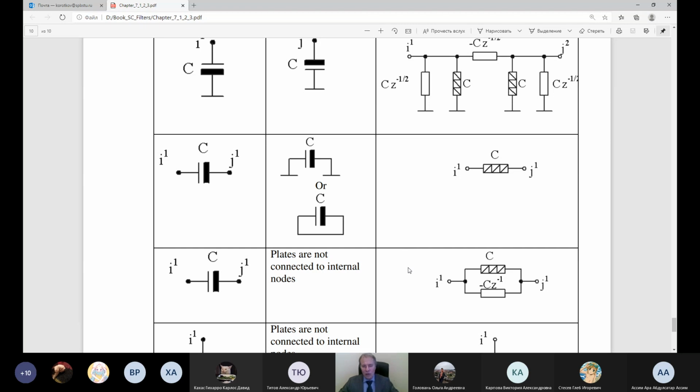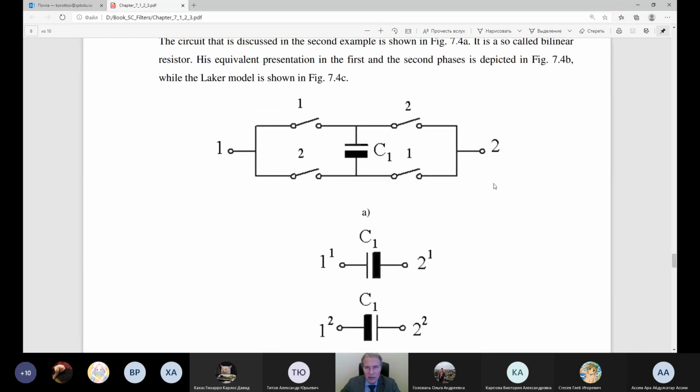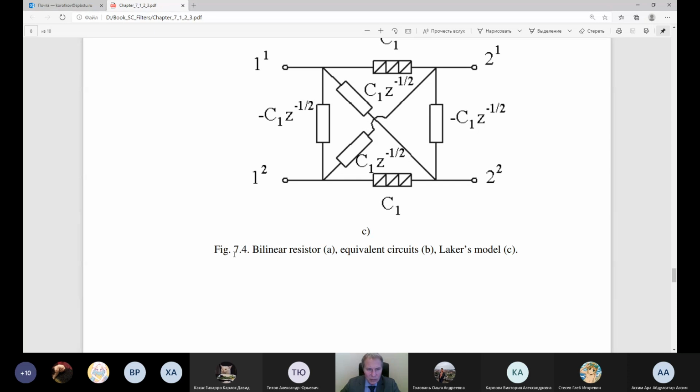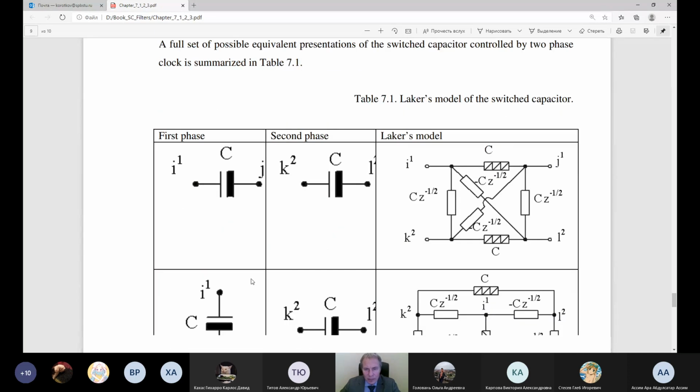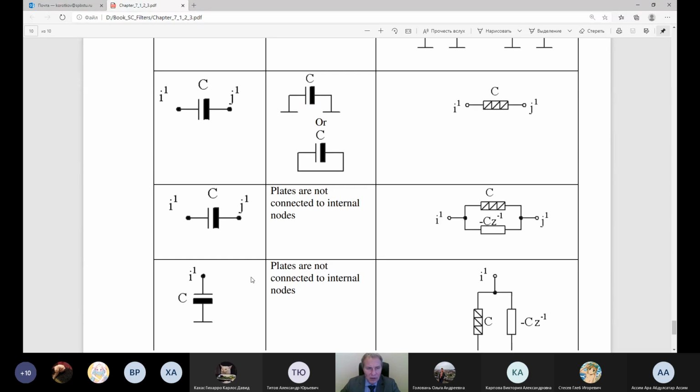Okay, so as the summary for today, it is important to do some exercises. Exercise 1 is the analysis of this circuit in the time domain and using the charge equations approach. This is figure 7.4, and the analysis of the structure from the table. Where is it? Yeah, this one.